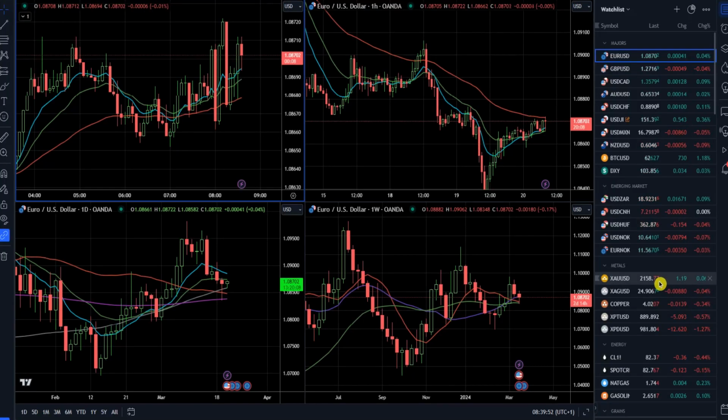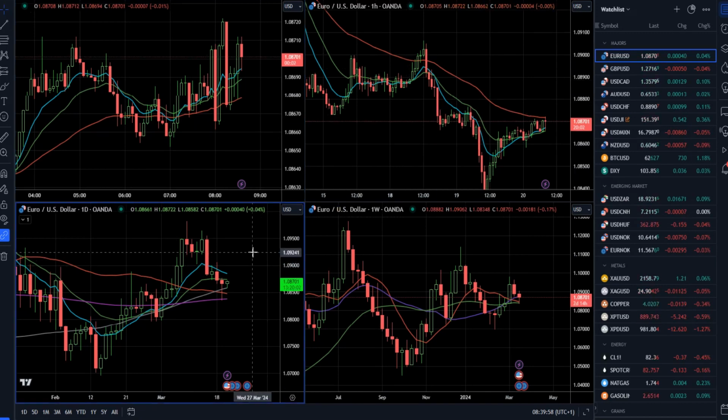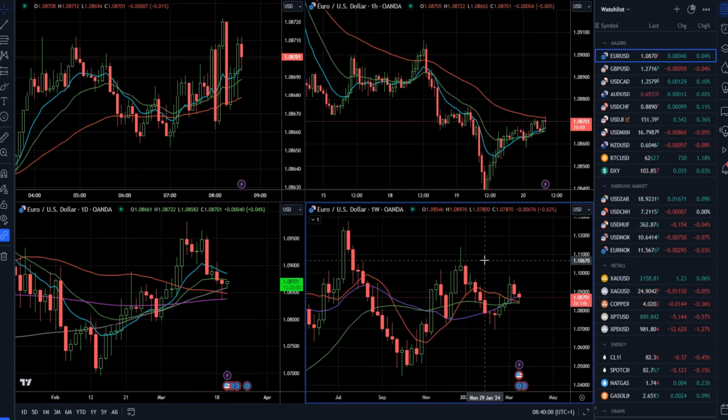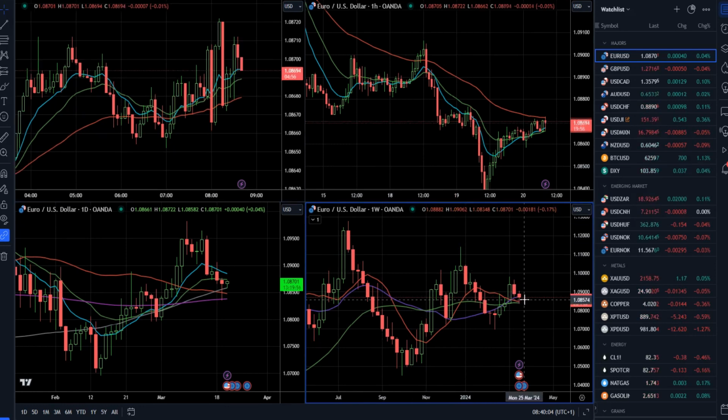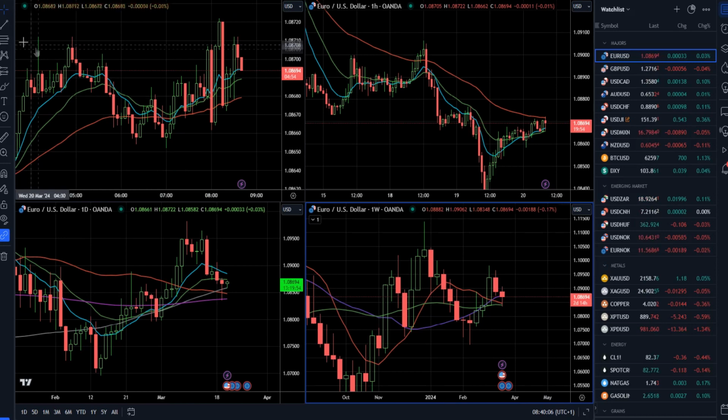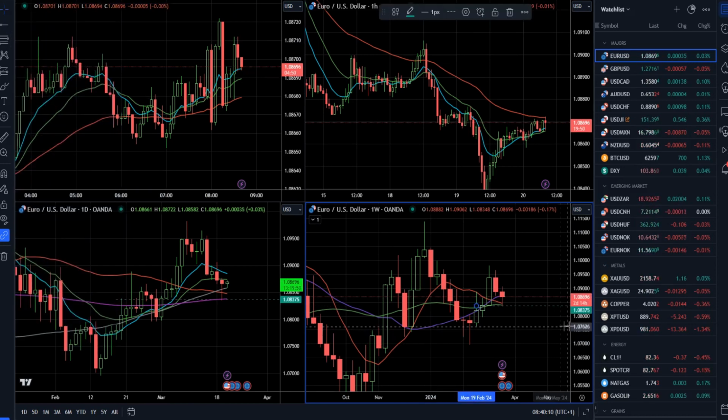I will begin with the euro versus US dollar. And what we can see here, we have a multi-time frame view, and let's start from a top-down approach first. So let's start from a weekly time frame, which is the bottom right corner here. We can see there was a test of this 2-week low around 1.0837, and basically we had rejection yesterday exactly from that point.